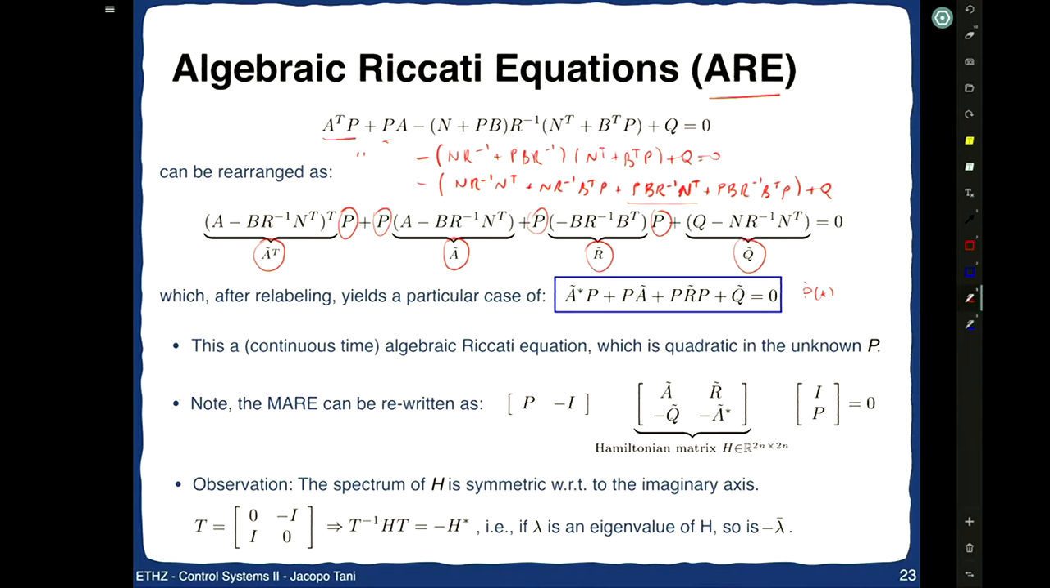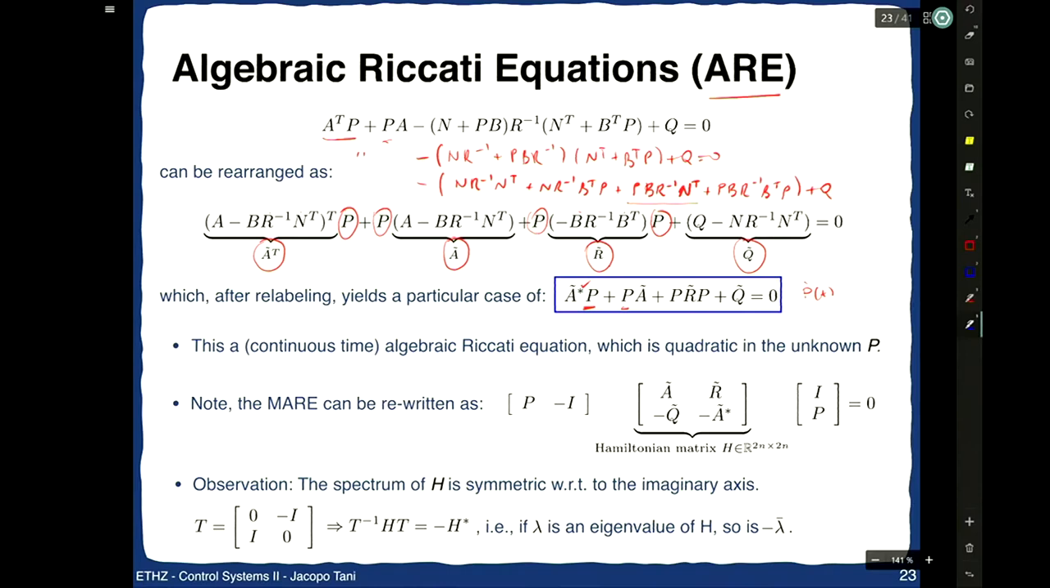So what we care about is now solving this equation in the unknown P. Remember that A, R, and Q are all stuff that we know. A comes from the knowledge of the system, and the weighing matrices are design parameters. You choose them. The R matrix, again, is a function of B, which is stuff that we know, and R, which is a weight that you use at the beginning. So all these terms are known. What is unknown is P. And that's exactly what we're looking for.